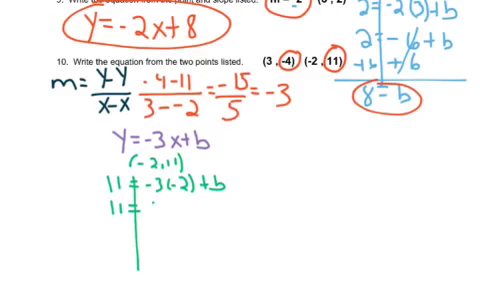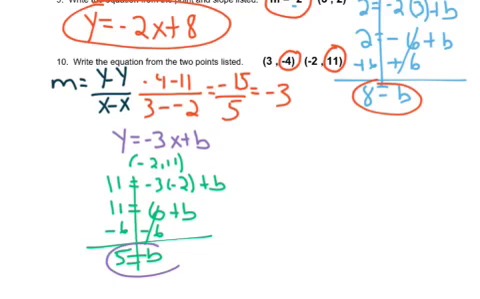Negative 3 times negative 2 is 6 plus b. I'll subtract 6 from both sides to give me 5. So 5 is my y-intercept, and therefore I have my y-intercept, I have my slope. Let's write the equation. Y equals negative 3x plus 5.